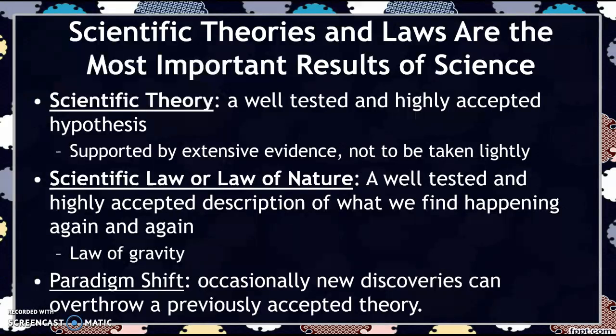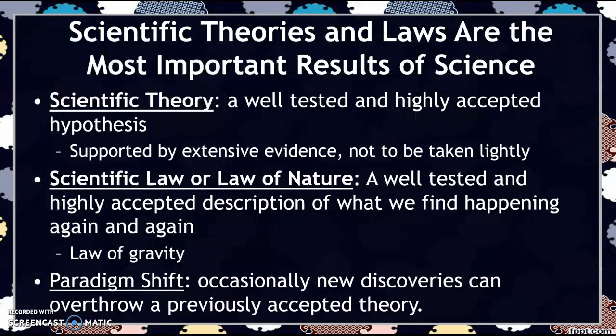A scientific law, or a law of nature, is a well-tested and highly accepted description of what we find happening again and again. So there are no observations made that could contradict a scientific law. The law of gravity is a good example.